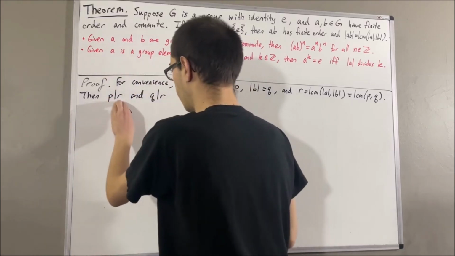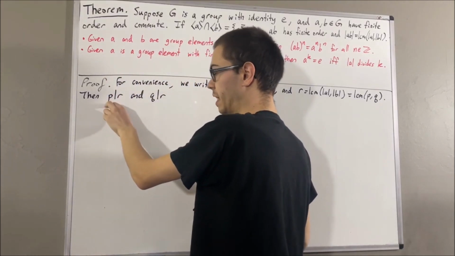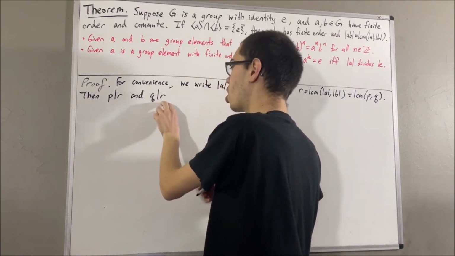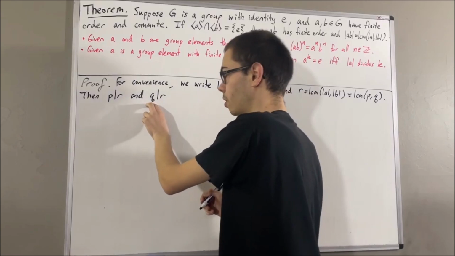Now, since P divides R, this means that R is equal to P times some integer. I'll call that integer I. And since Q divides R, this means that R is equal to Q times some integer. I'll call that integer J.